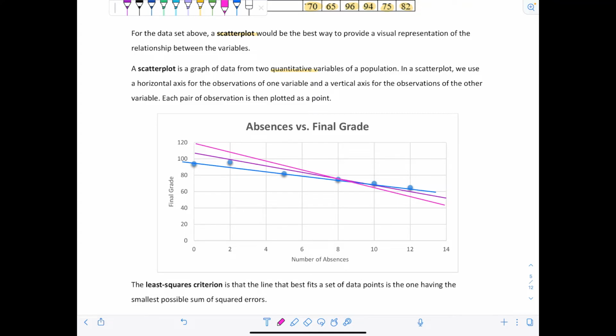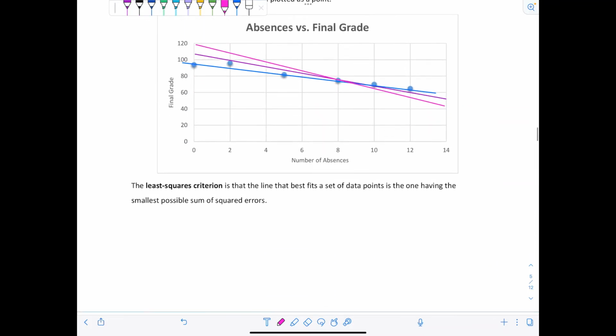And the criterion that we use to determine which line is the best one to fit your scatter plot is the least squares criterion, okay? And that's the line that has the smallest possible sum of squared errors. Why are we squaring the errors? Well, I have an example for you to show why that is.